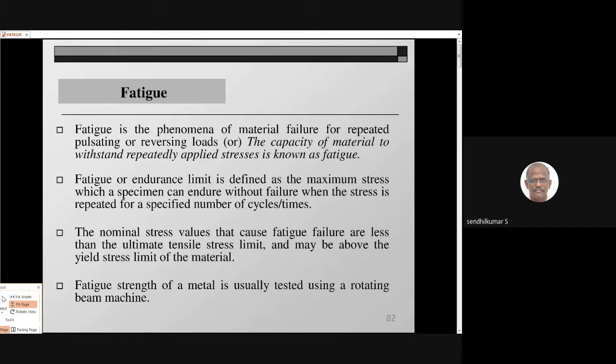Fatigue strength of a material is usually tested using a rotating beam machine. So we'll be seeing this rotating beam machine in detail now.